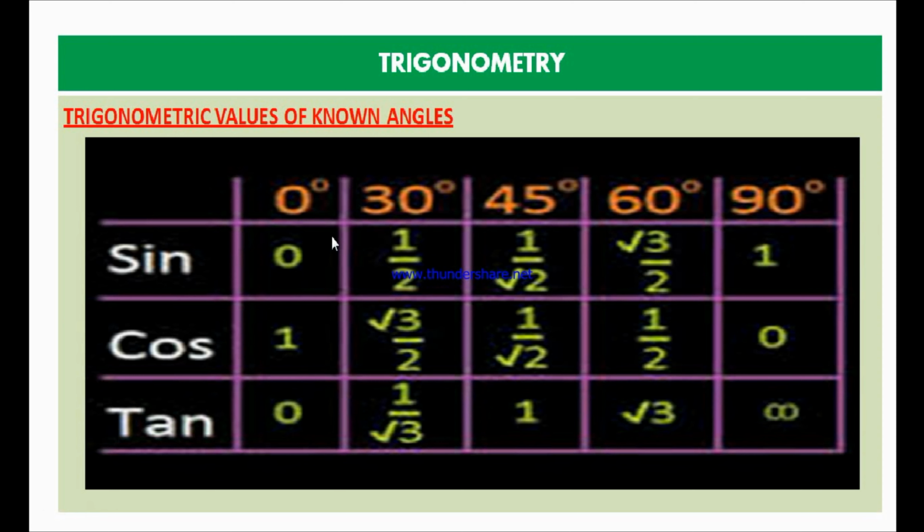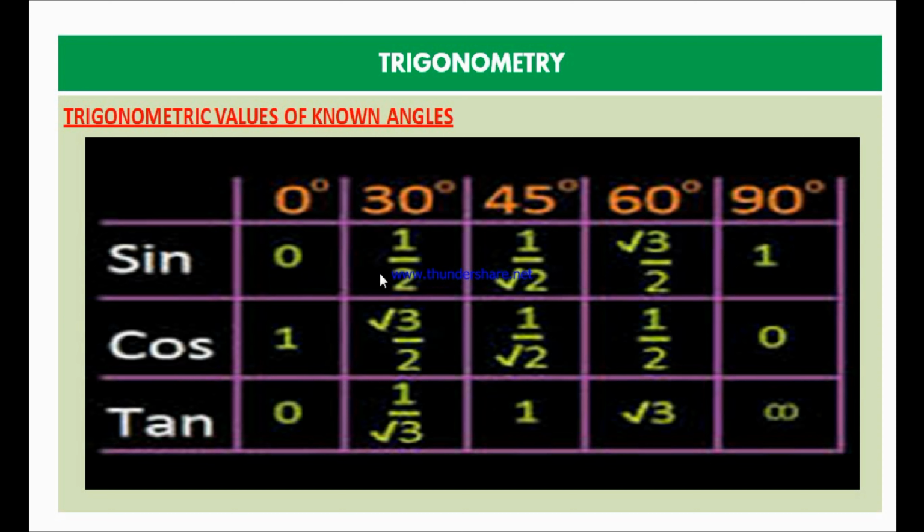The value of sin 30 degrees is equal to 1 by 2. The value of sin 45 degrees is equal to 1 by root 2. The value of sin 60 degrees is equal to root 3 by 2. The value of sin 90 degrees is equal to 1. You see, the values of sin theta are in ascending order from 0 degrees to 90 degrees.